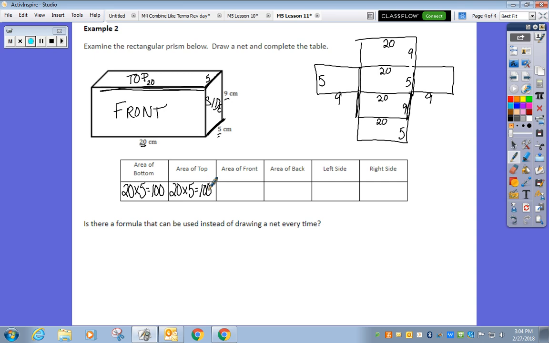Okay, and then for the front, we've got 20 by this. Now this is the same side as this, so that's showing me the 9 there. So this would be 20 times 9, or 180. Same with the back, it would be the same exact dimensions. And then for the left side or the right side, whichever case we're looking at here, they're both the same. I would have 5 by 9.